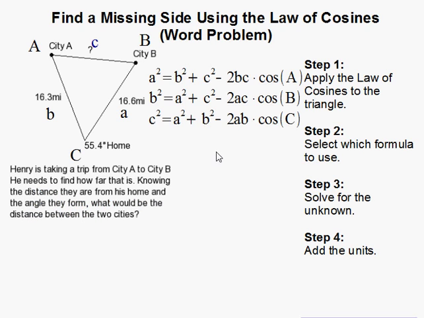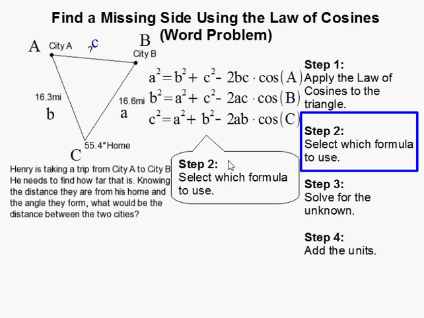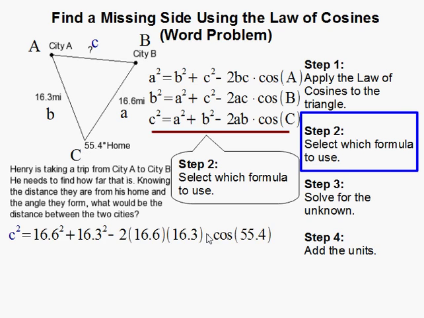So our step 2, once we do the labels and we have our equations, is to pick which one is right for us. So in this case, we want to pick the one with C, because that's the letters that we decided to use. Then we substitute. So this right here is a squared.